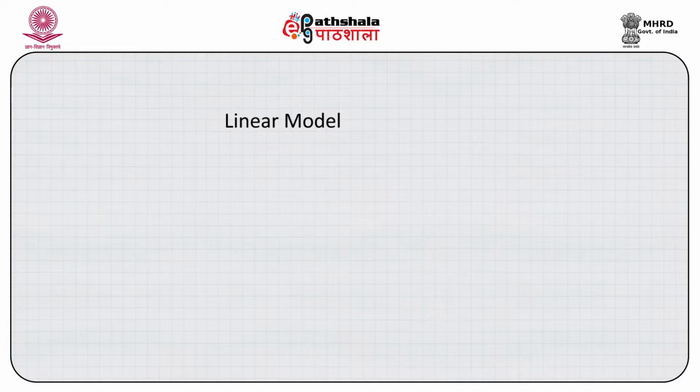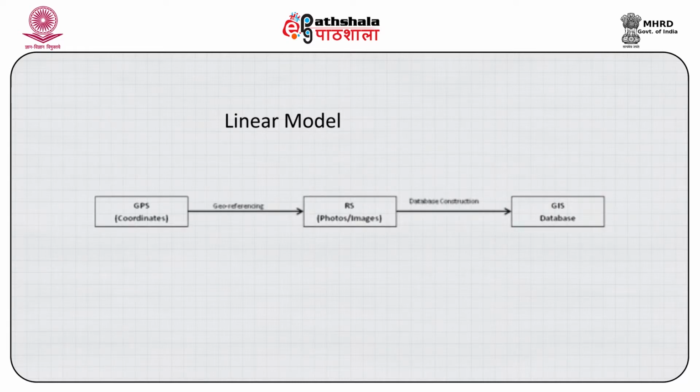It is clear from figure 6 that data flow linearly from GPS to remote sensing and ultimately to a GIS in a linear model. In this model, the unique strength of each component is utilized to the maximum. GPS is used to obtain geometric control for aerial photographs and satellite imagery. Rectified photographs and images are then integrated into a GIS database.